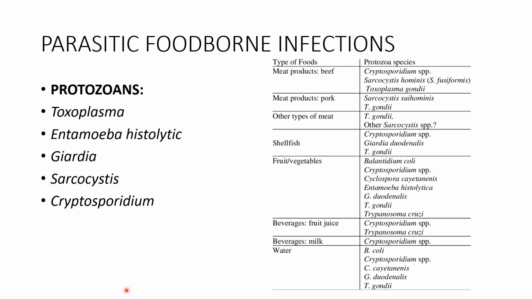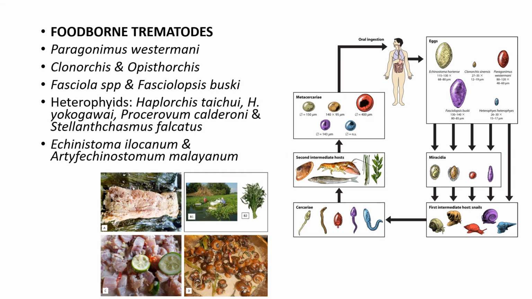Next, we have your parasitic foodborne infections. First in line, you have your protozoans. I will not go through them one by one because usually the food articles involved in foodborne infections due to protozoans are involved in their life cycle. Mostly these are zoonotic in nature, and those are our concern. So please do review the life cycle of each of the foodborne protozoans listed here.